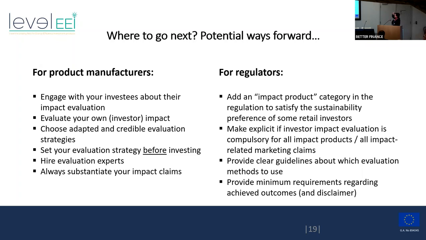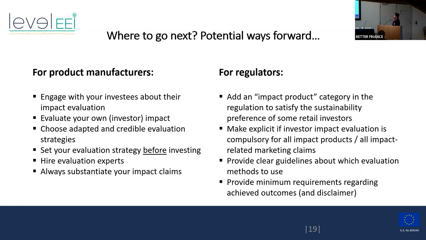You have to start evaluating your own investor impact and not stop at the level of investee impact. You have to choose an adequate evaluation strategy. You have to choose your strategy before investing because, again, you need the appropriate data. If you do it afterwards, you may miss the data. It's better not to do it on your own because there are experts in town doing this, so just rely on them. And finally, think that if you want to comply with consumer protection law, you have to substantiate your impact claims, like every type of claim. An impact claim is a very bold claim, and measurement may be part of the substantiation.